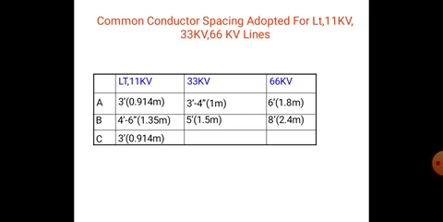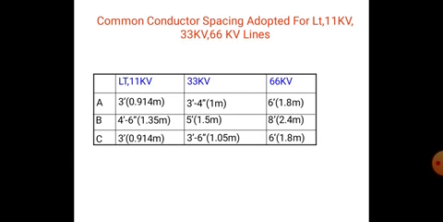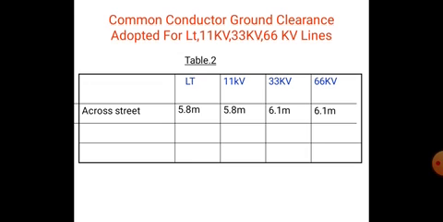That is for 11 kV line 0.914 meter, 1.05 meters and 1.8 meters. And the common ground clearance adopted for 11 kV, 33 kV, 66 kV lines: across the street, for low tension line, that is 5.8 meters. For 11 kV it is 5.8 meters. For 33 kV it is 6.1 meters and 6.1 meters. Along the street, that is 5.5 meters and 5.5 meters, 5.5 meters and 6.1 meters.